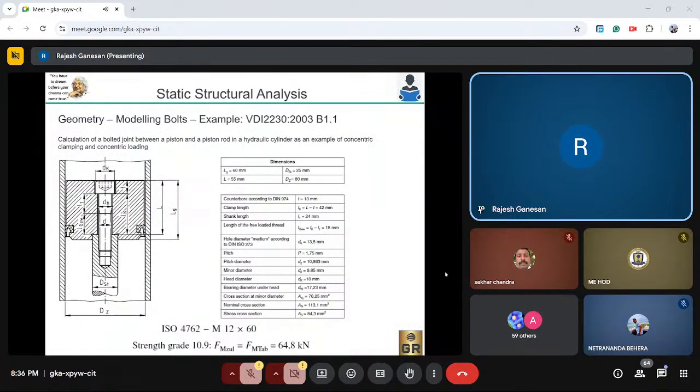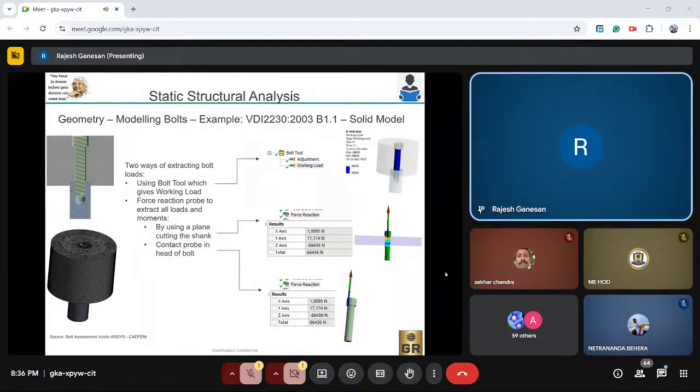And here, once again on modeling bolts, we are discussing the standard, that is VDI 2230 2003 standard. If you take it, you can see the calculation of a bolt joint between a piston and a piston rod in a hydraulic cylinder, as an example of concentric clamping and concentric loading. These formulas and calculations are done automatically within the FEA software itself. We just give the input, just for understanding purposes.